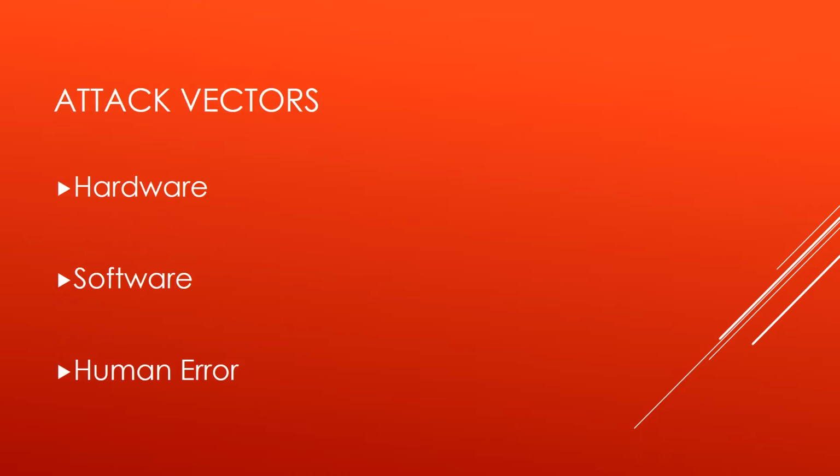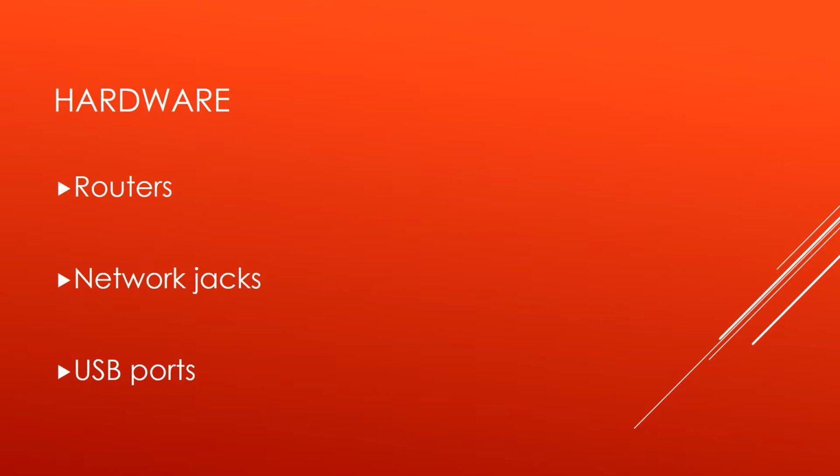Attack vectors are broken into three divisions: hardware, software, and human error. Routers present an attack vector in the form of network access points, the connection to the open internet, and through a broadcast Wi-Fi if that is enabled.